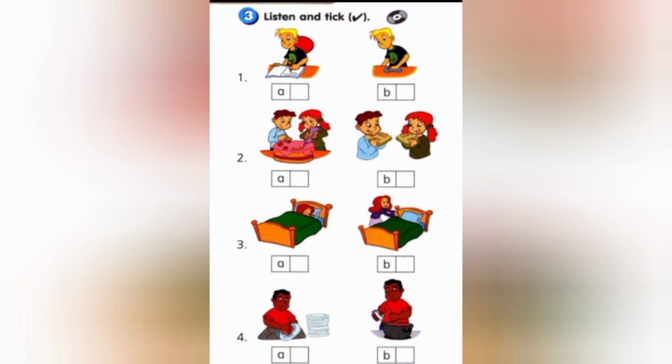2. Where are Zach and Lynn? They're in the kitchen. What are they doing? Are they eating? I don't think so. They're making a cake.